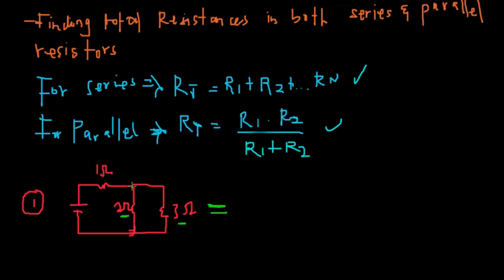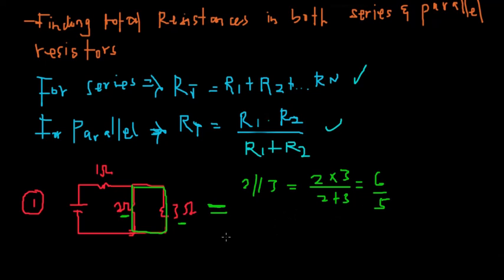Let's traverse through them and see. Let's start from here. When you traverse through this, great, we didn't meet any other element, so 2 and 3 are in parallel. So we have 2 in parallel with 3. When finding this, we have 2 multiplied by 3, and then 2 plus 3. This will give us 6 over 5.